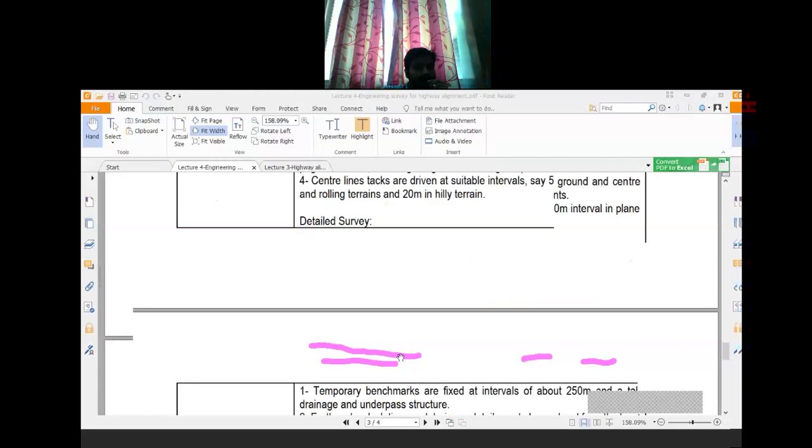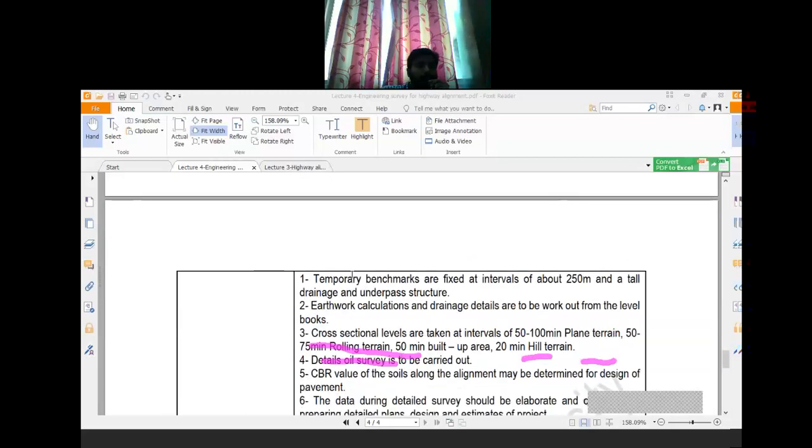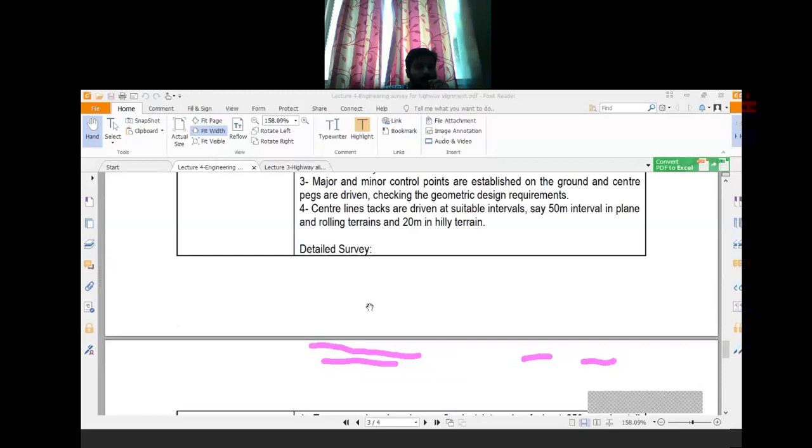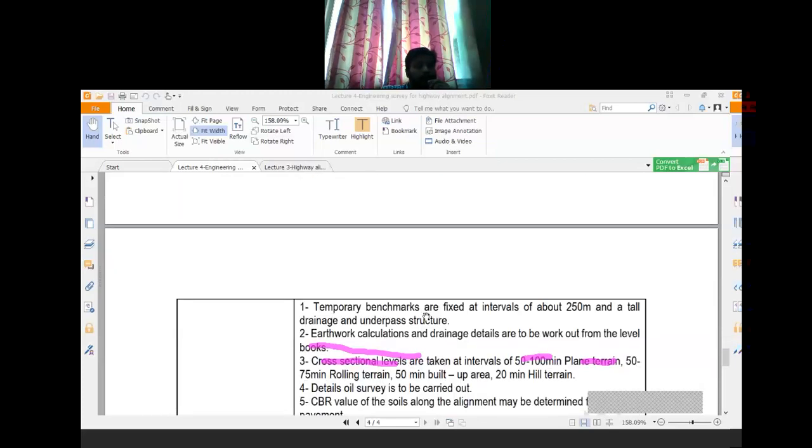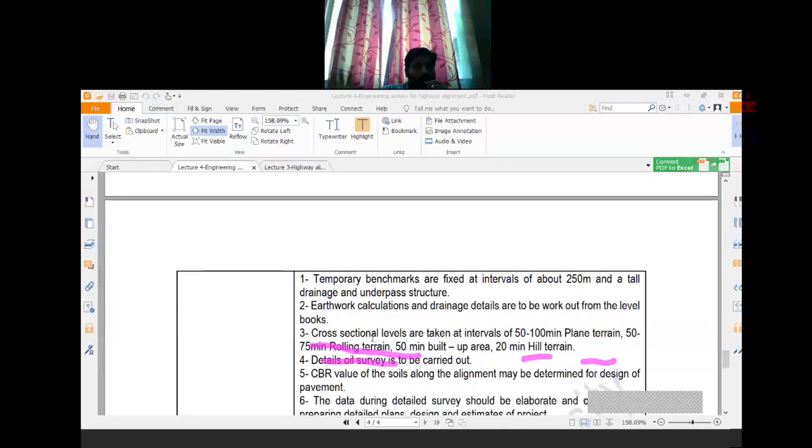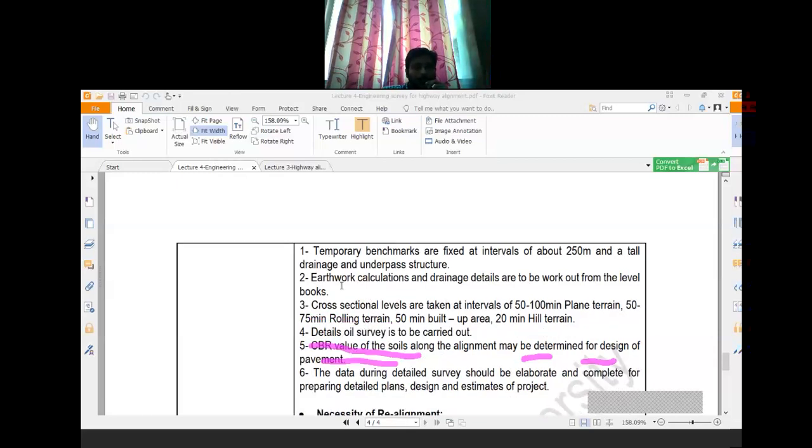Now the detail survey. In the detail survey, temporary benchmarks are fixed at intervals of about 250 meters. After the location is decided, you need to put in those temporary benchmarks. Whatever underpasses or drainage structures are required should also be noted. Now, earthwork calculation and drainage details have to be worked out from the level books. Level books record the levels along your alignment.